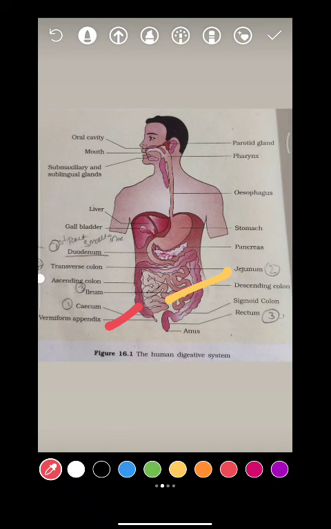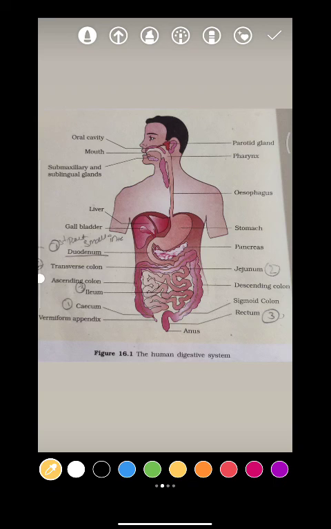Okay, next, here you can see the small intestine, and this is the large intestine. The length of the small intestine is 6 meter, and the length of the large intestine is around 1.5 meter. The name small intestine is given because the width of the intestine is small, and the name large intestine is given because the width of the large intestine is large.